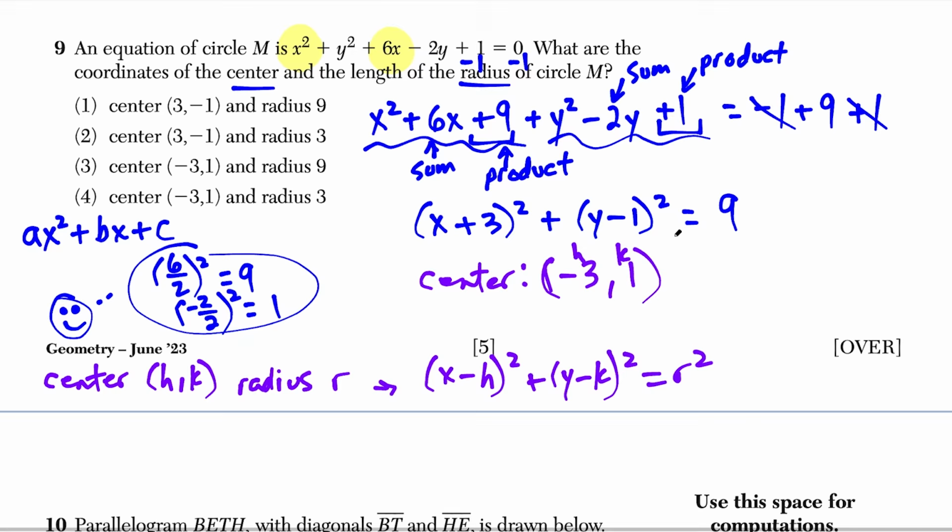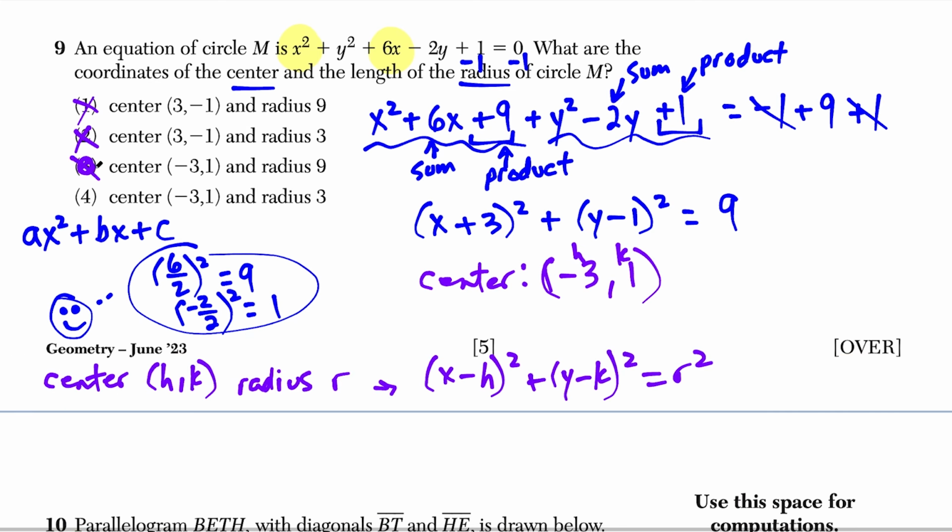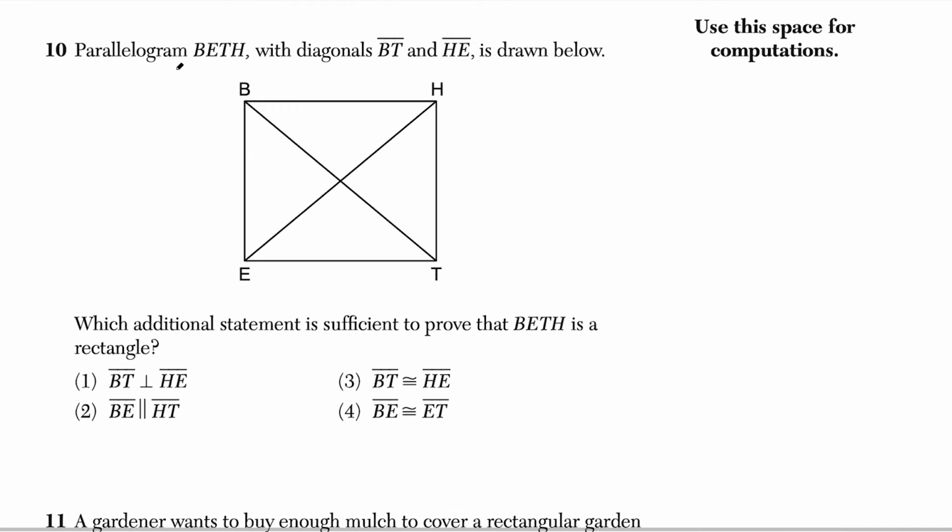And then our radius here, we also have to be careful. If we get this far and then say, okay, cool, I got my answer, it's choice 3, we have to be very careful, okay? This is a very dangerous bear trap. What you have to make sure you do is notice the radius is being squared. So our radius here would be the square root of 9, which is equal to 3. So our radius would be 3. Our correct answer is going to be choice 4. Question 10 is all about you showing up to the Regents knowing your definitions and theorems.